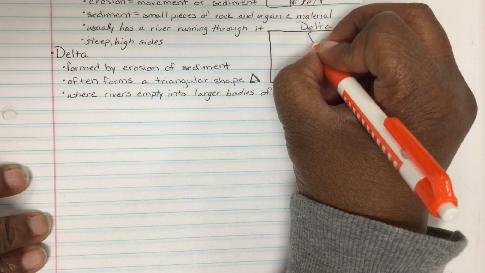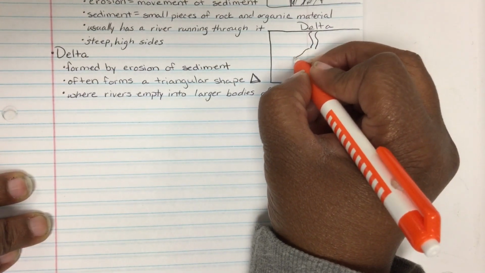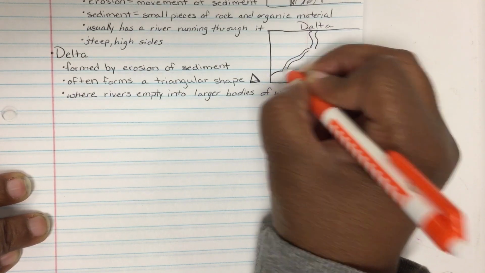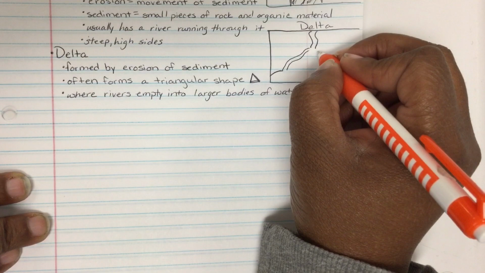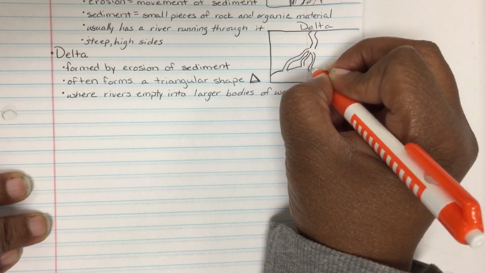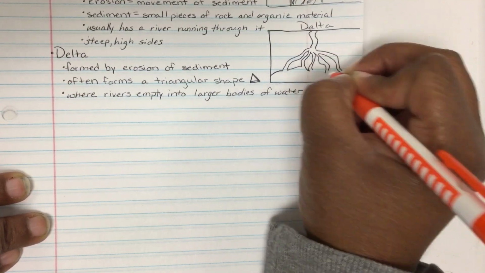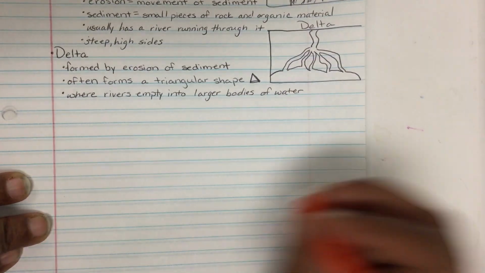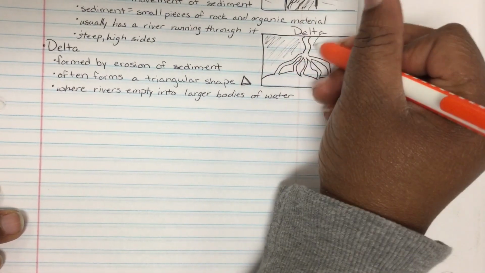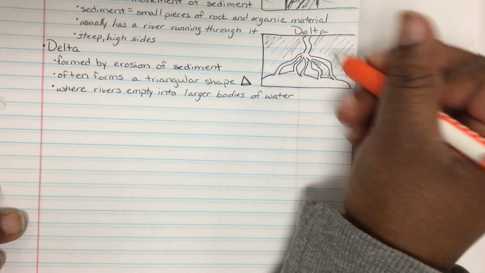You're going to want to start out with a regular old river, and that river is going to start to branch out. Leave enough space so that you can show the larger body of water that it's going into. And then around that delta, you're going to have maybe some grass, especially if you're in a marsh or any kind of wetland.